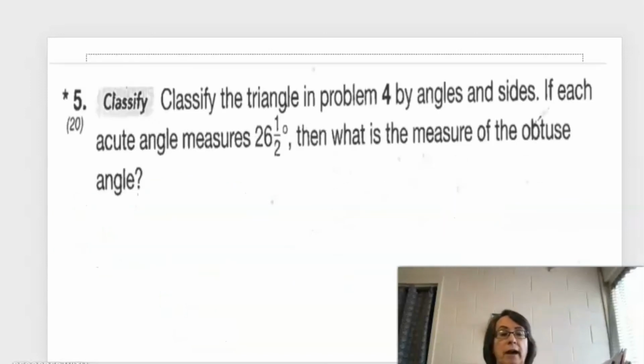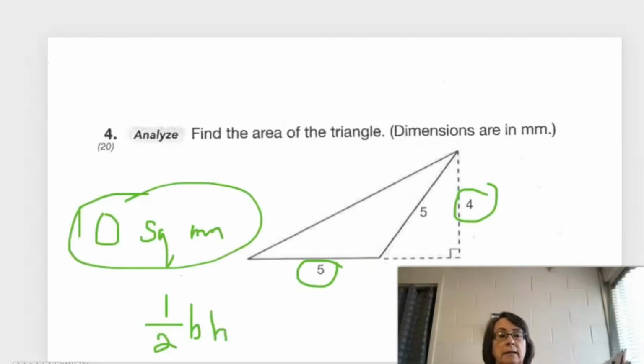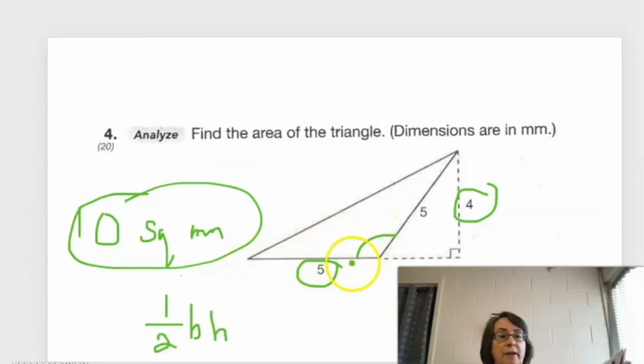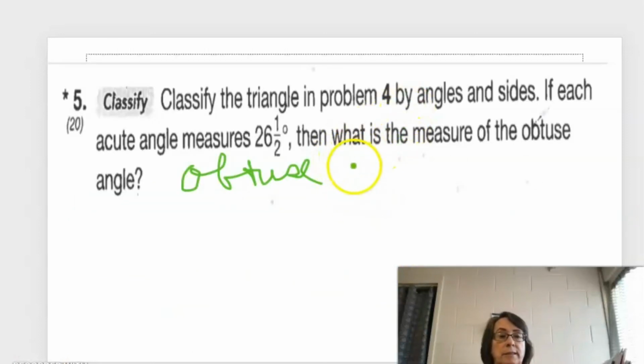Moving on to number 5. Classify the triangle in problem 4 by angles and sides. If each acute angle measures 26 1/2 degrees, then what is the measure of the obtuse angle? Okay, so first of all, we have to classify the triangle by angles and sides. So let's go back. Classify by angles, and here's an obtuse angle. So we would say obtuse. Okay, so since it is obtuse, let's go look at the sides. We had a side of 5 and a side of 5. So since we have two sides that are the same, wouldn't that be isosceles? So we would say obtuse isosceles. Okay, and so now we have classified.